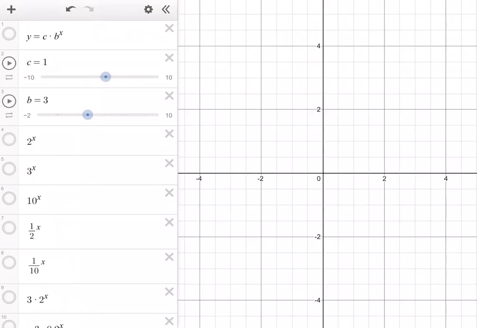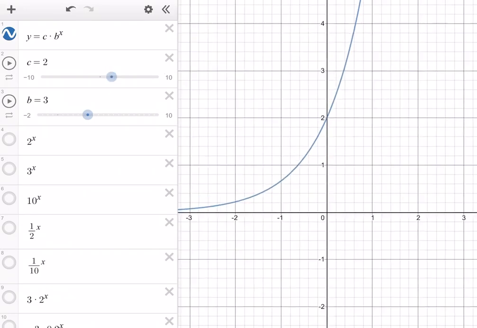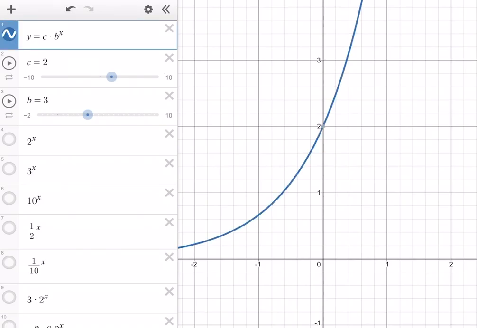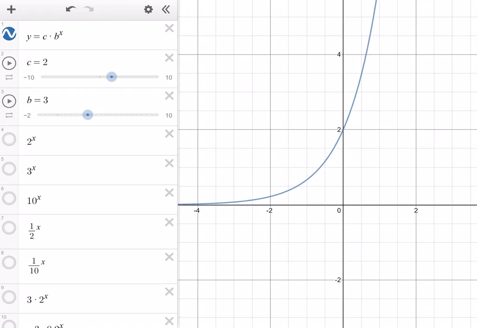So we're actually going to be talking about exponential functions. Exponential functions always follow the form of y equals c times b to the x power, where c is the y-intercept, and b is the base of the function, which tells you whether it's increasing or decreasing. So if I make my c 2, you can see that right now the y-intercept is 2, and b determines whether it's increasing or decreasing.